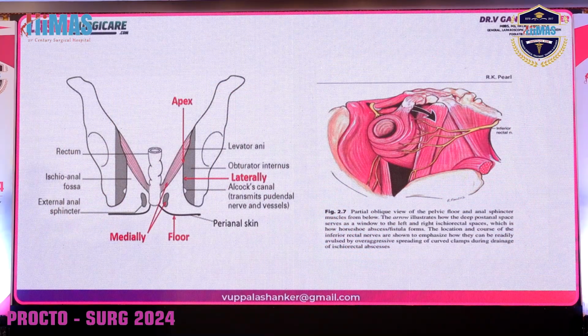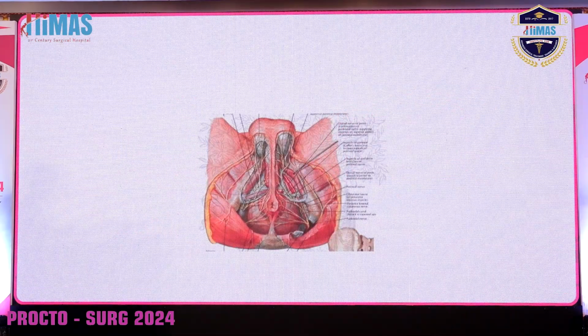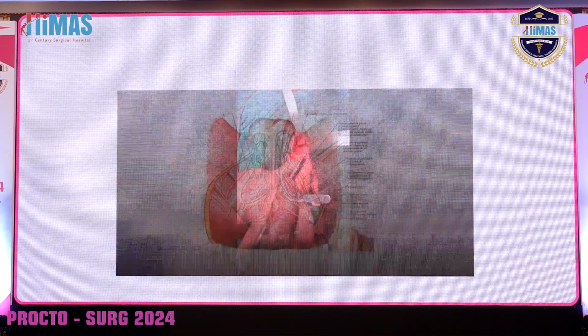And this is the ischiorectal fossa. And the right side picture, why I have shown: while draining the ischiorectal abscess, don't aggressively break the loculi. You will be damaging the nerves and blood vessels. This is a new concept. The loculi, what you are thinking, are the nerves and blood vessels and lymphatics.